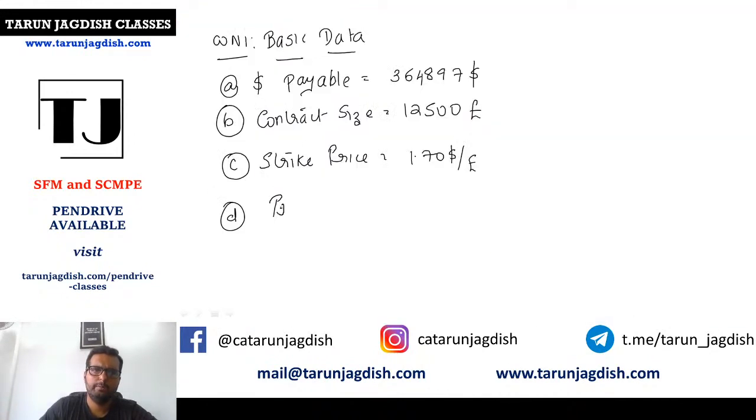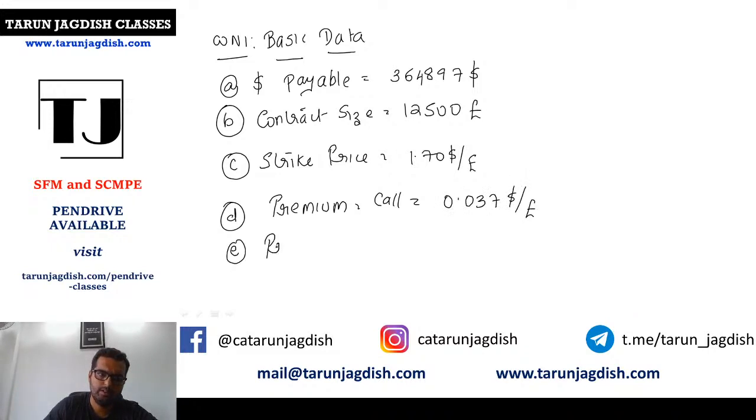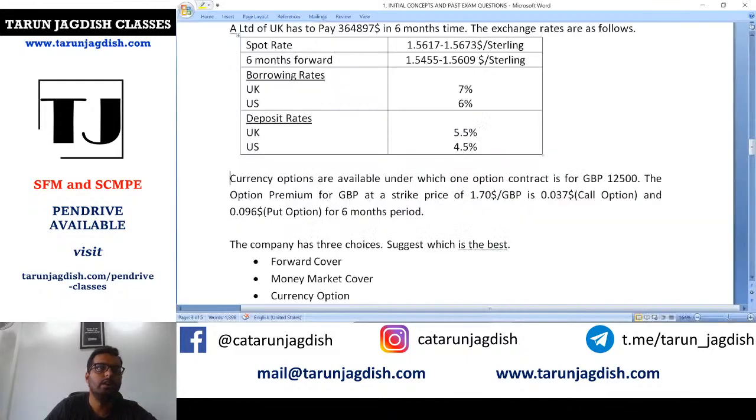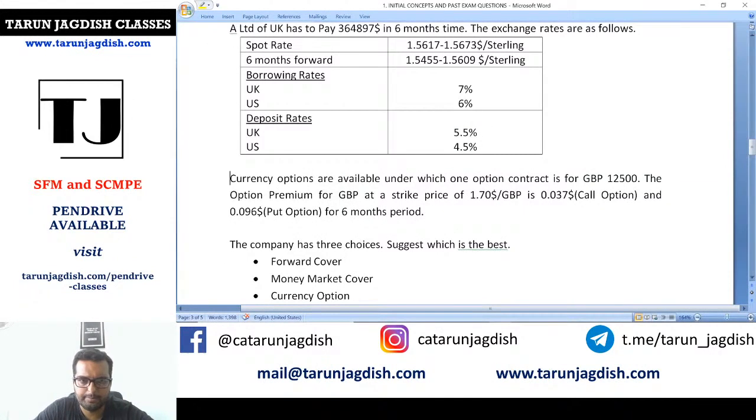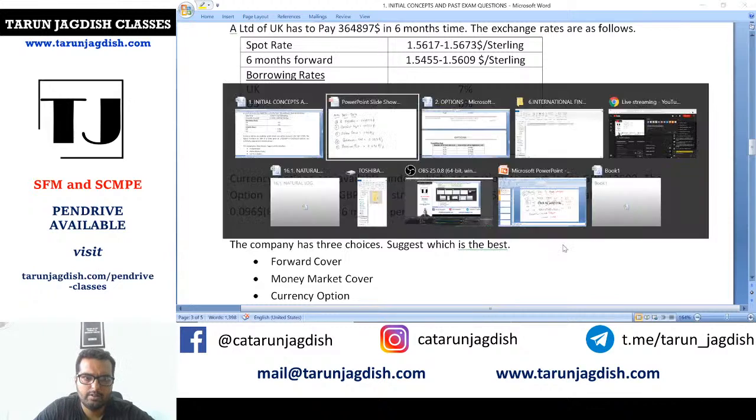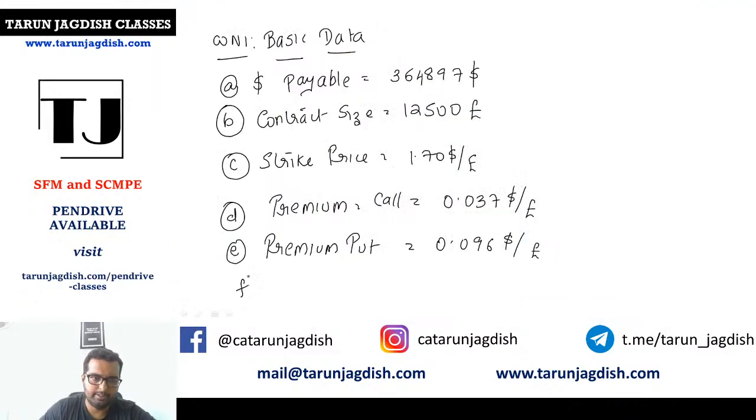Premium for call is $0.037 per sterling. Premium for put is turning out to be $0.096 per sterling, and the duration is said to be 6 months. Can you please write down till here in your books now?